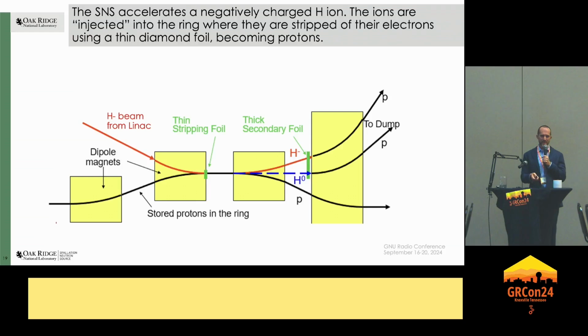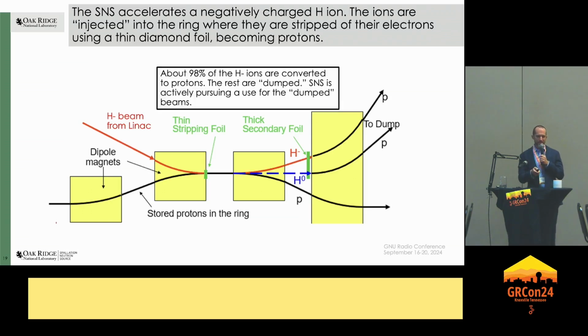You can tell here we actually have 3 beams that come out of injection. We have H-, sometimes we just miss. We have H-0, where it's basically a regular, for lack of a better word, hydrogen atom, and then we have the actual proton that we start accumulating around the ring. We dump these other 2 beams. Just as an aside, we are looking at other uses. They are actually relatively high power, not megawatt level power like the proton beam, but kilowatt level power that we could use for other science.